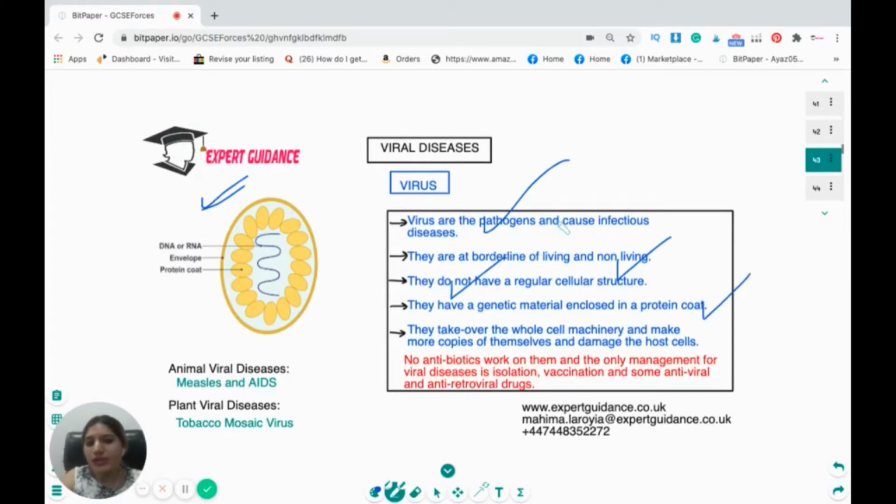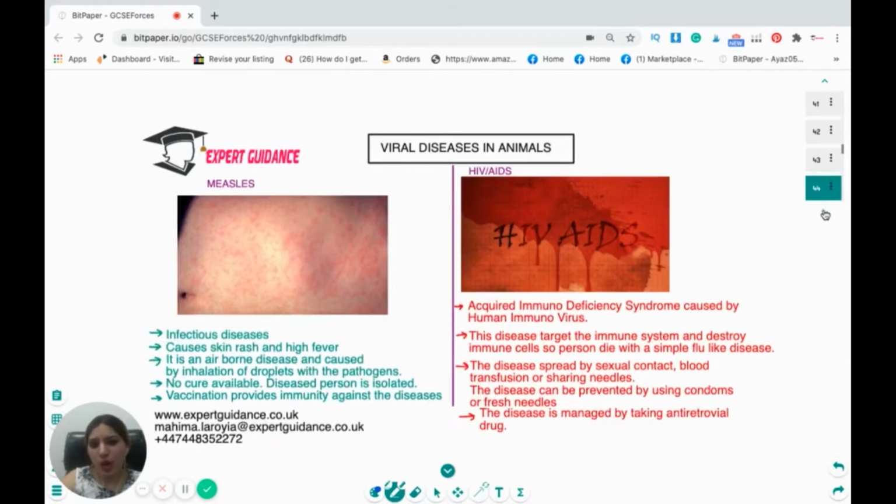They take over the whole cell machinery of the host, make more copies of themselves, and damage the host cell. Now, no antibiotics work on them. And the only management for viral disease, as you can see in the case of corona, is isolation, vaccination, and some antiviral or antiretroviral drugs. Now, you should know some examples of animal viral diseases, which are measles and AIDS. For plant viral disease, we have tobacco mosaic virus.